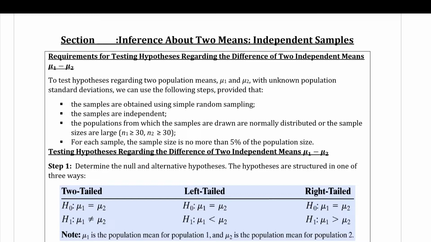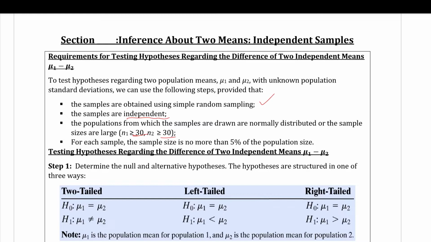In this case, we have simple random sampling that needs to be done. These samples have to be independent from each other. That is important. We will deal with dependent samples in the next section. And of course, these samples have to be from populations that were normally distributed. But if you didn't know that, then the sample sizes for each sample have to be greater than 30. And of course, each sample can't be more than 5% of the population size.